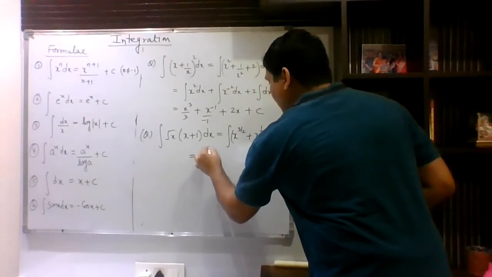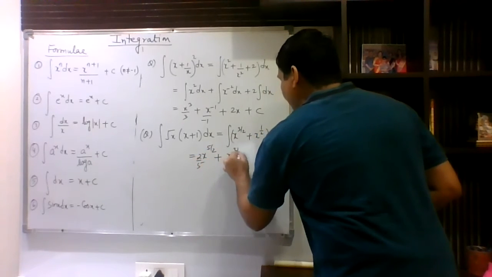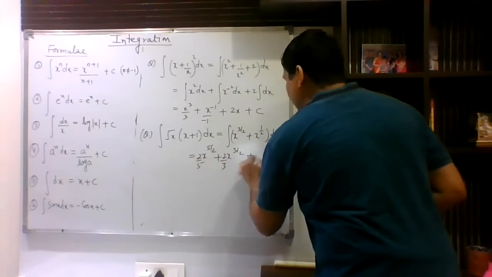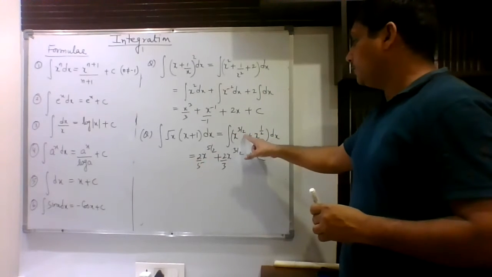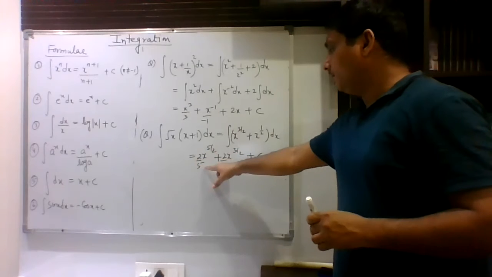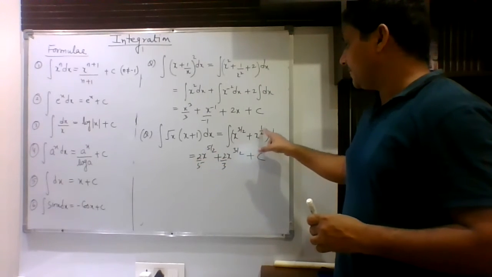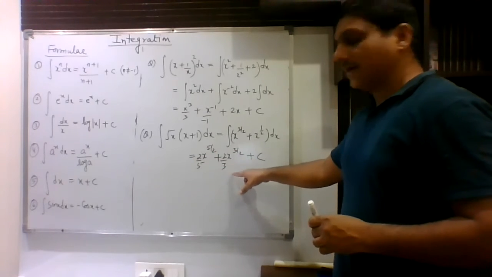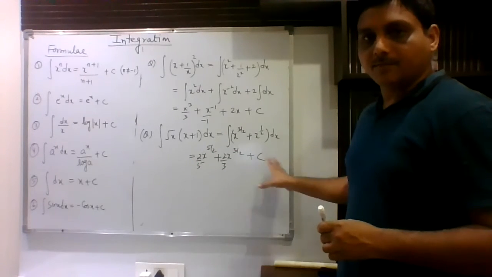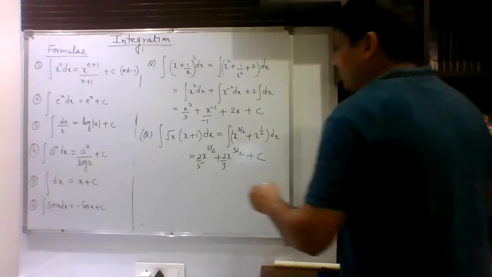So after integrating them separately, this will be your final answer. So x to the power 3 by 2 plus 1 will be 5 by 2 upon 5 by 2. So that can be written as 2 by 5. Similarly, this will become x to the power 3 by 2 upon 3 by 2, which can be written as this plus c. This is another example.